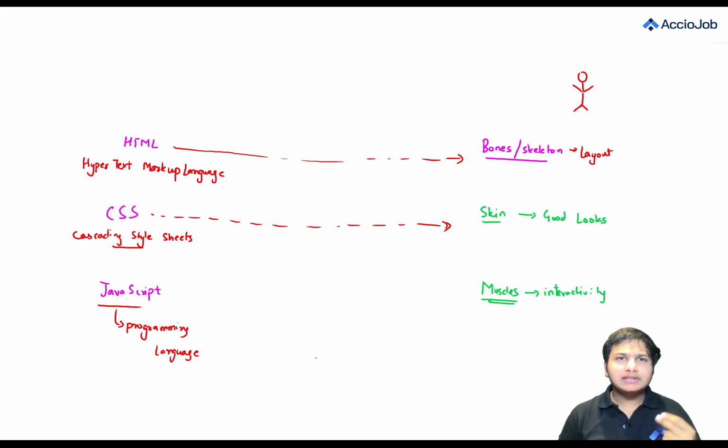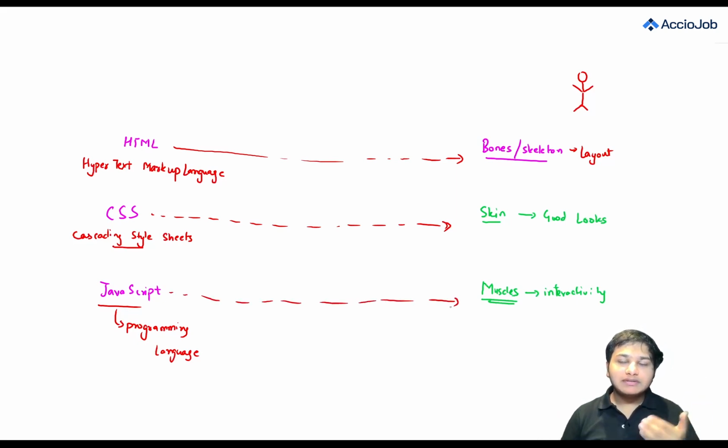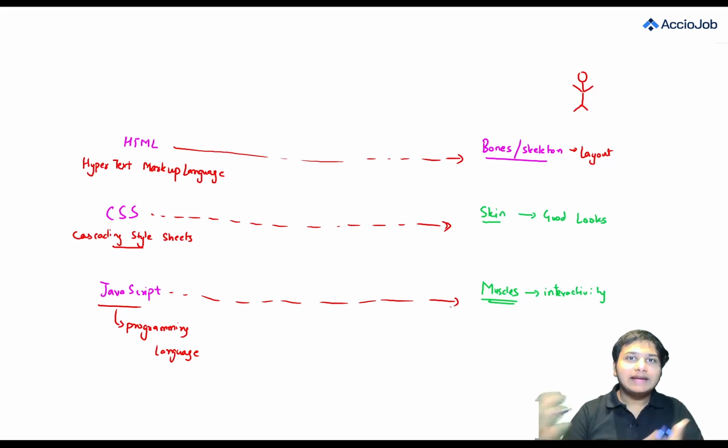A lot of things such as dynamic content updates, creating dynamic websites, adding validation, adding animation, creating features, all that part is coming under the influence of JavaScript. So JavaScript is like the muscles of our website, thus adding interactive and dynamic behavior to our entire page.